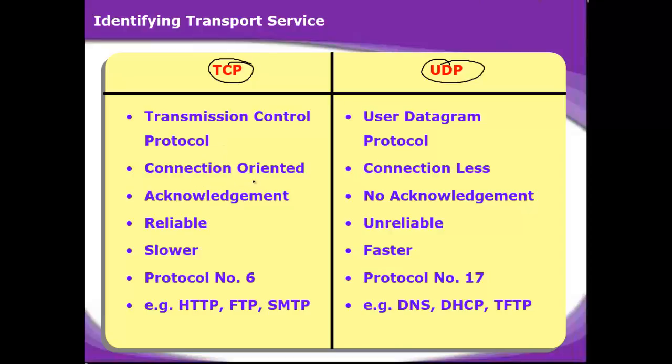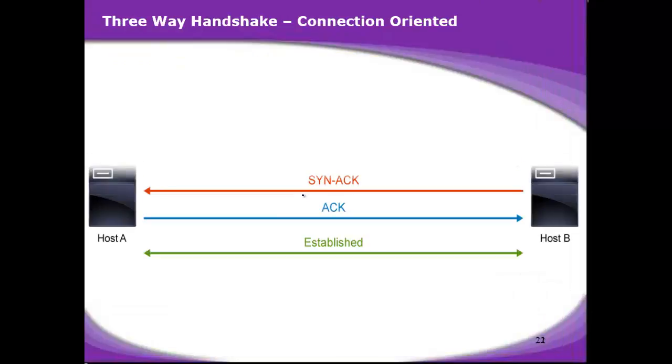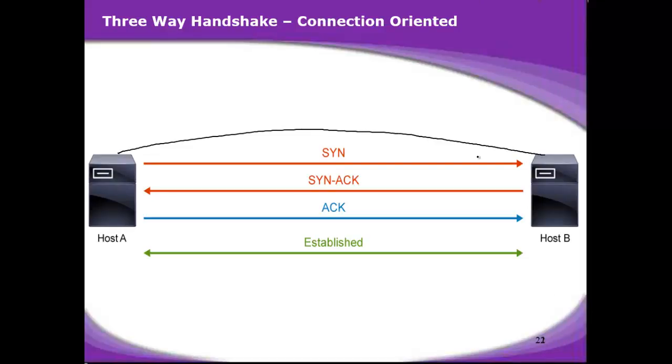TCP is a connection oriented service. Connection oriented service means that before any transmission takes place between two hosts, a connection needs to be established. And that connection is established using the three-way handshake process. What does this three-way handshake do? Here, the requester, the source, sends a SYN segment. The SYN segment is basically a request to establish the connection.